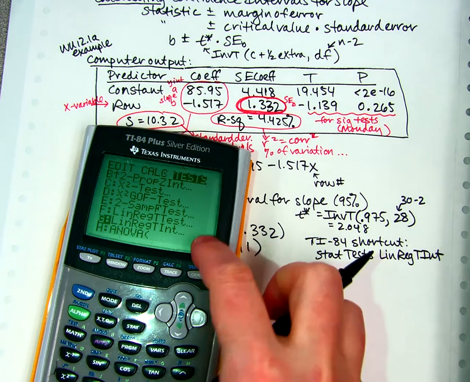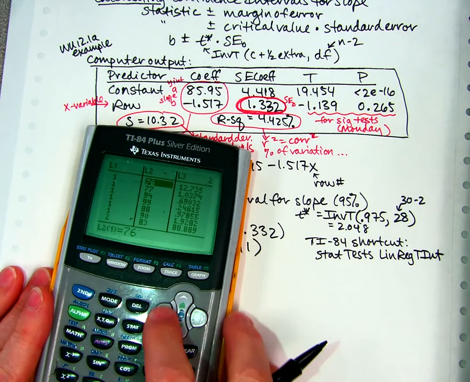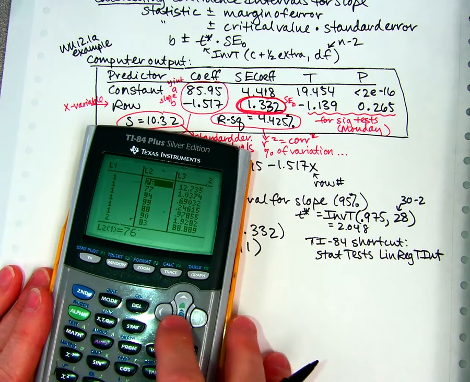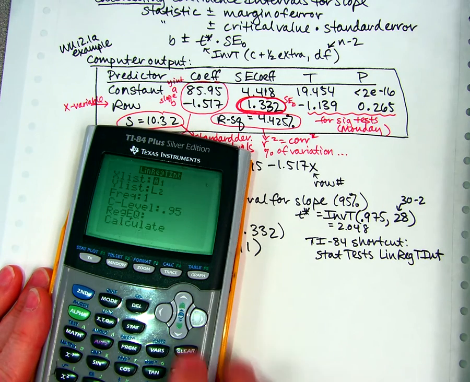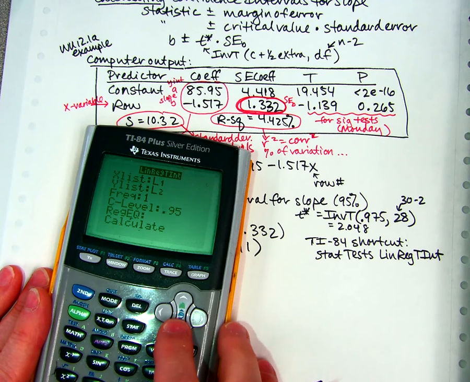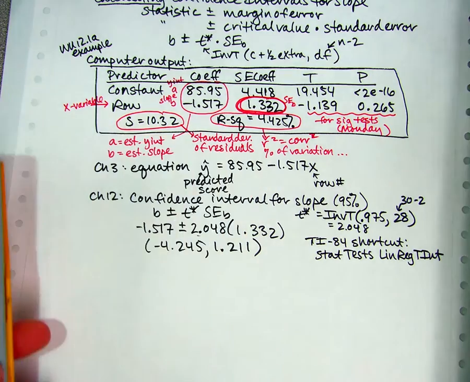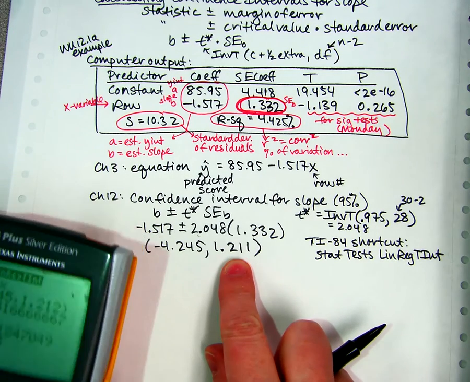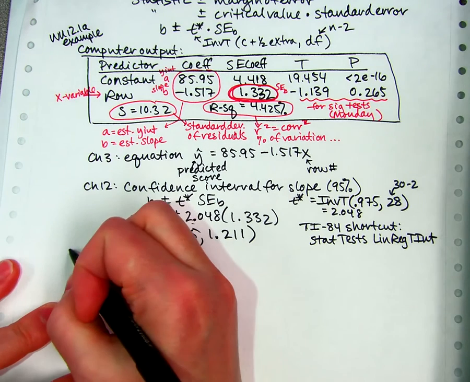And I don't use that very often, actually, because it only works if you have the data in a list. I think I do have the data in a list. Yes, I do. List 1 and list 2 are my data from the rows and columns. And so if I go back to where I just was and do LinRegTInt, and I tell it to look at list 1 and list 2, and I tell it which confidence level, I don't really need this piece, just leave it blank, calculate. That's going to give me the same answer. Negative 4.245 and 1.21. Oh, they rounded up to 2. Okay, so maybe I probably have a round off error in there somewhere. It's okay. And last but not least, we write a conclusion.